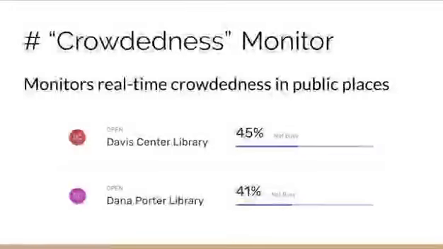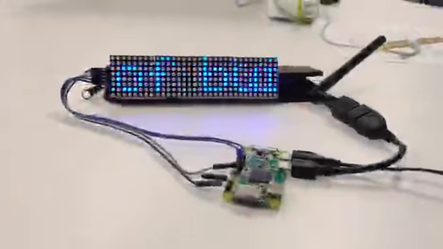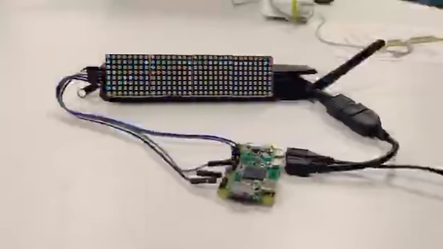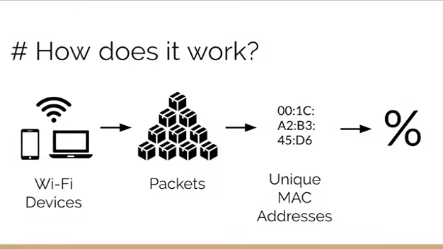Introducing the Crowdedness Monitor. It shows you how busy places are in real time so that you don't have to worry about wasting time waiting in a queue or trying to find a seat. So how does it work?